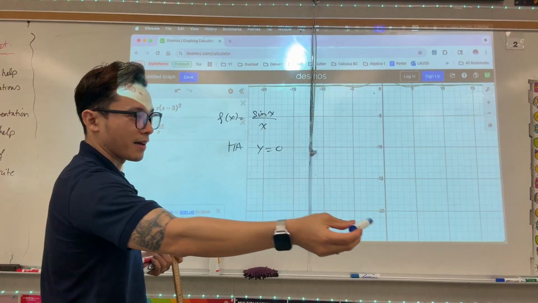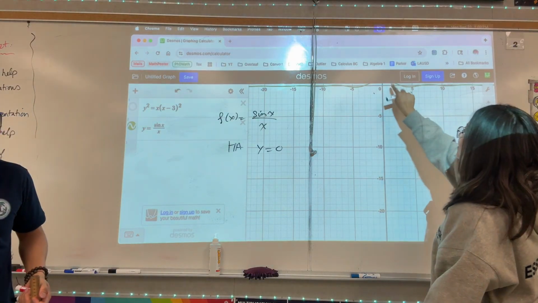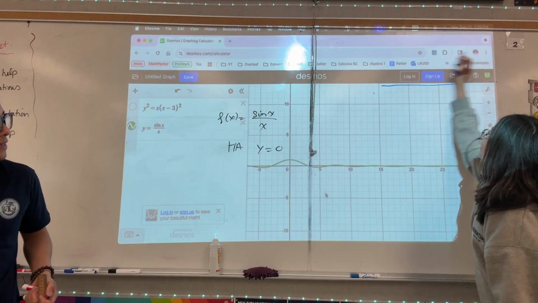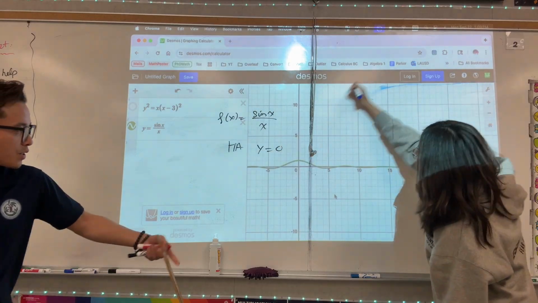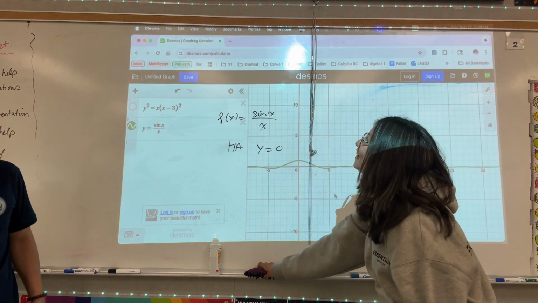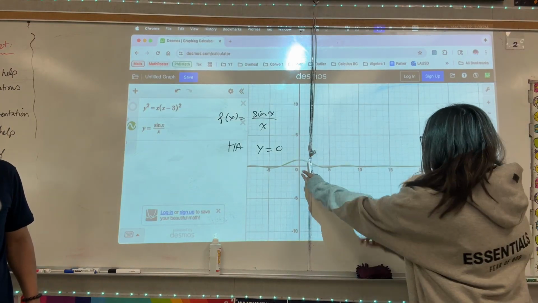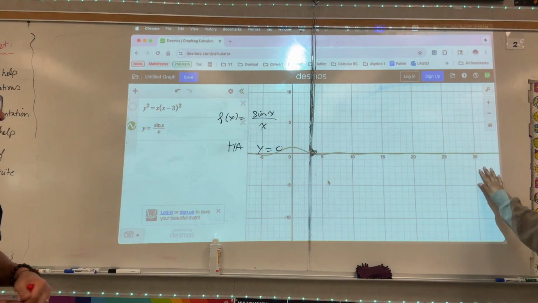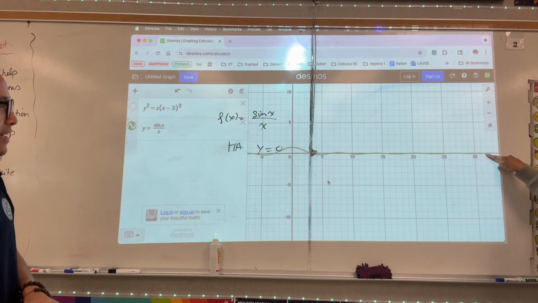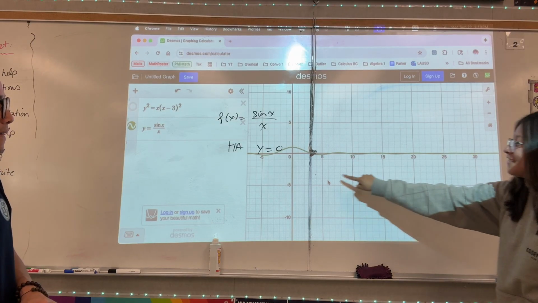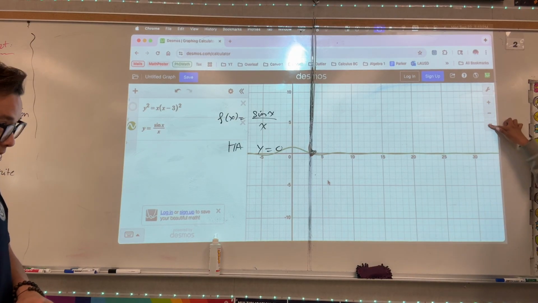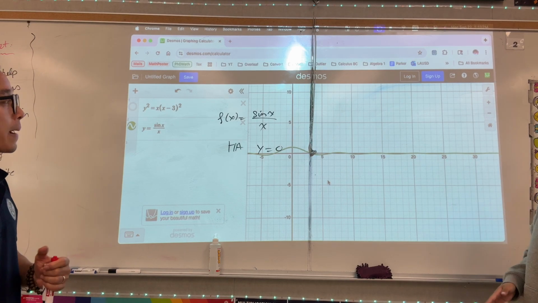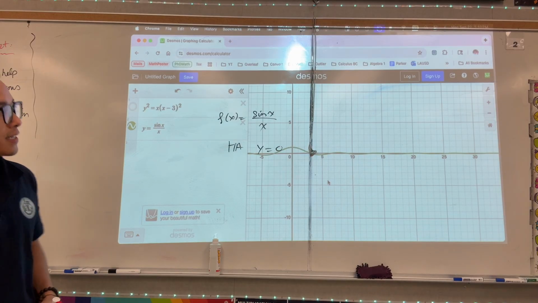Okay, the horizontal asymptote here is this line, right? But can the horizontal asymptote become this line or that line? Yes. And the same for the vertical asymptote. Yes, they can change. It depends on the function.